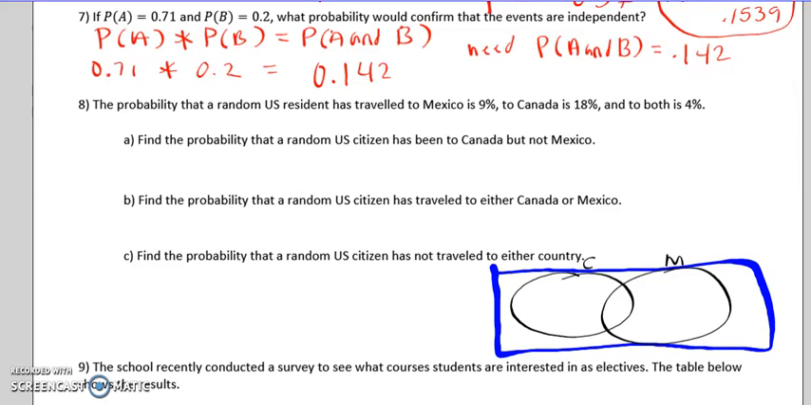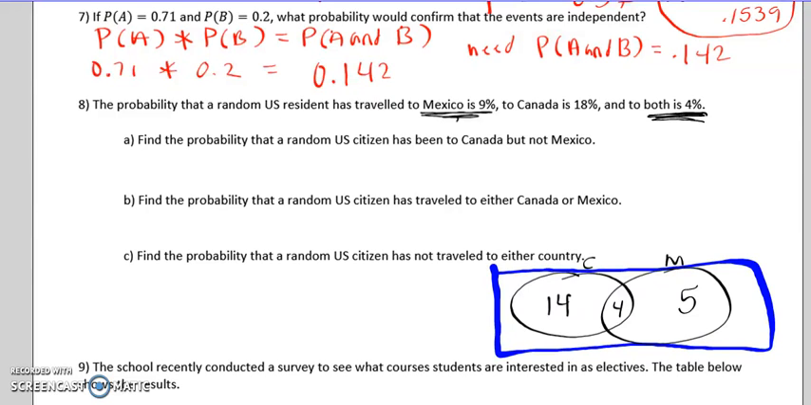The percentage that have been to Mexico is 9% total. This 9% includes the 4% that have been to both. So to find just the people who have gone to Mexico, we need to take 9% and subtract the 4% who have been to both. So only 5% of people have been to only Mexico. Now, for Canada, again, the same. Take the 18%, subtract 4%, and we get 14% have been to Canada. And lastly, the intersection, that is the people that have been to both. So that's where those 4 percent go.